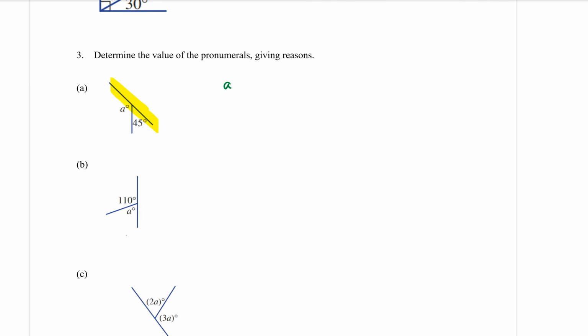I always like to put my pronumeral first. A plus the 45 is going to be equal to 180 degrees. That is because straight angles, now we can use our little angle symbol again, straight angles equal 180 degrees. Now to solve that, I want to get the A by itself, which means I want to subtract the 45. Okay, get rid of that one. So that means that A is equal to 135 degrees.